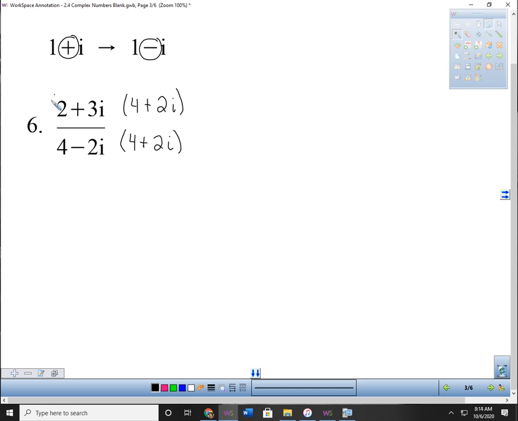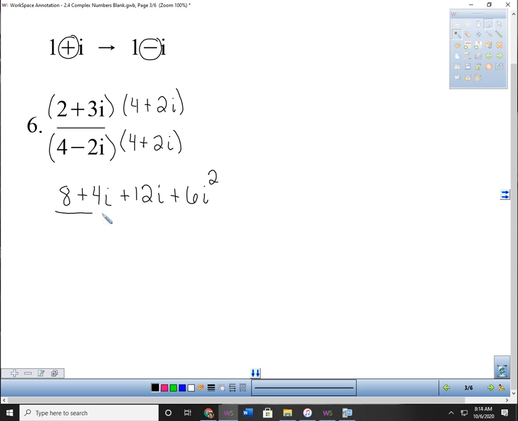So I'm going to have all of this times that and all of this times that. So I'm going to have to FOIL twice. So I have 2 times 4 is 8. 2 times 2i is 4i. 3i times 4 is 12i. And 3i times 2i is 6i squared.